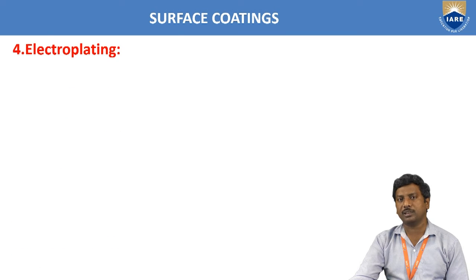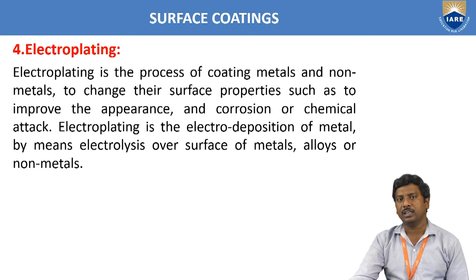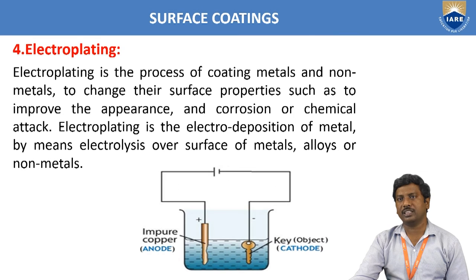And the fourth method is nothing but electroplating. So from the title you can understand it is the coating of the coating metal on the base metal in the presence of electricity. That's why this is called electroplating, and it looks like an electrolysis phenomenon. So electroplating is the process of coating metals on non-metals to change their surface properties, such as to improve the appearance and resist corrosion or chemical attack.